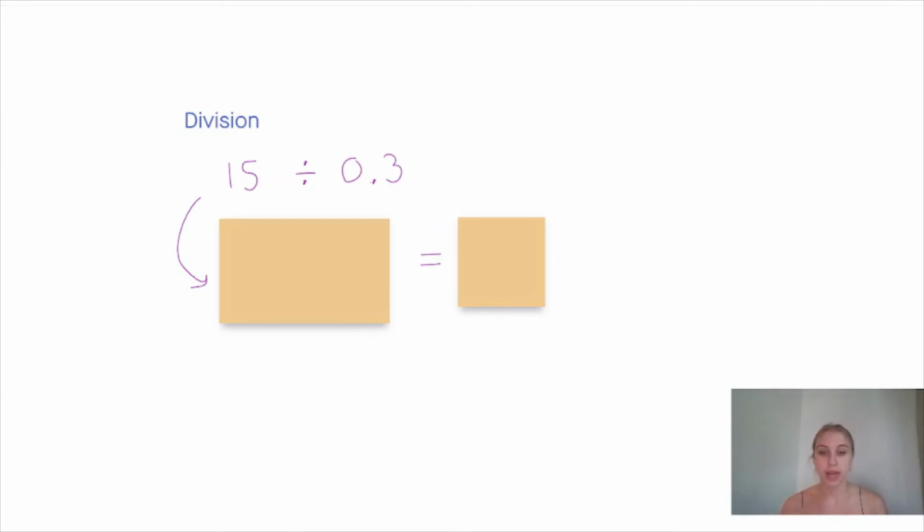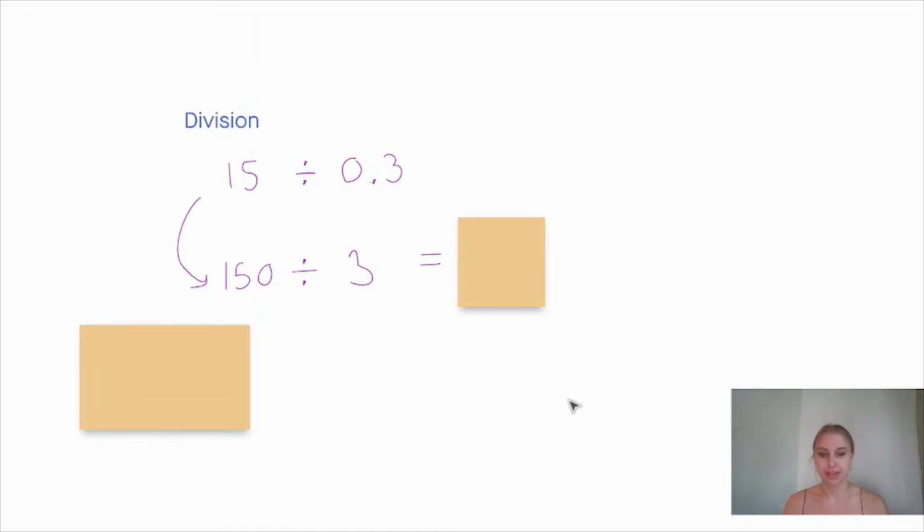So how do we take 0.3 from being a decimal to being a whole number? We will multiply it by 10. And because we've multiplied that by 10, we need to multiply 15 by 10 as well. And that should give us 150 divided by 3. Again, using the methods from the previous video, you work that out, and you should get an answer of 50.